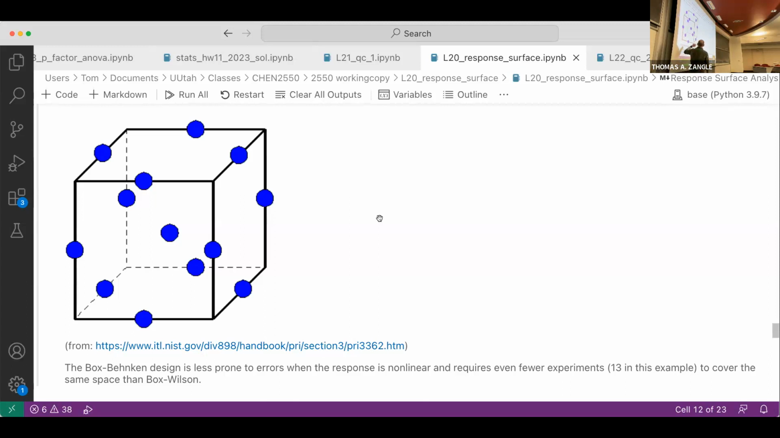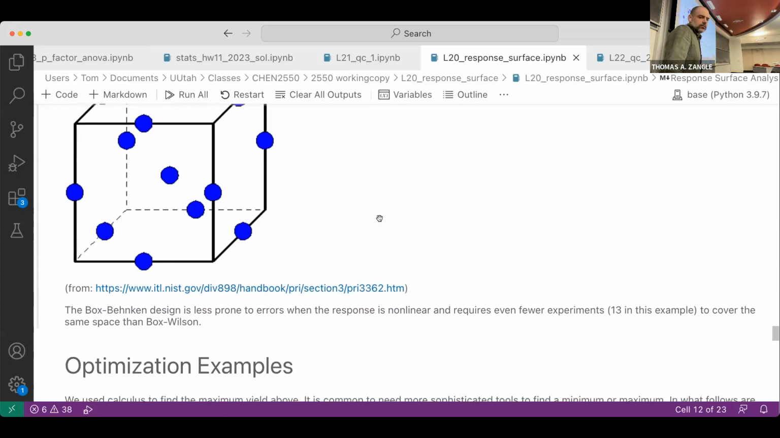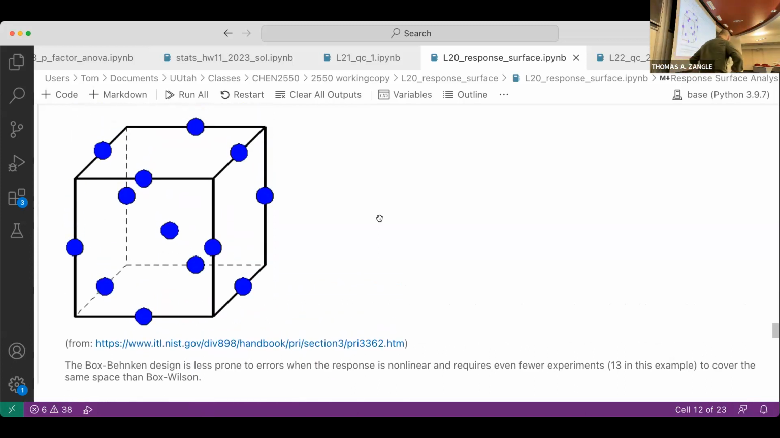Right, so that center point, right? If we have 3 levels of each factor, that center point would be the second level of each factor, right? Because it's 1, 2, 3. The center point is the second level, the middle point of each. And yeah, the main feature of this Box-Behnken design is we're not doing those corners. Okay, yes.